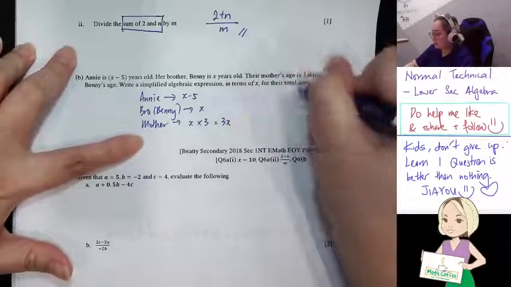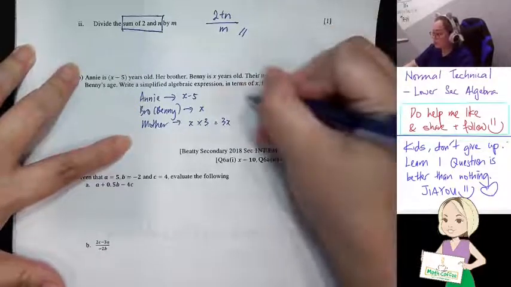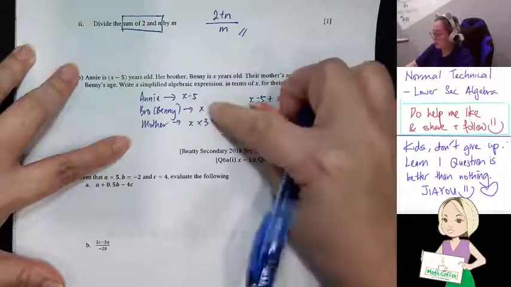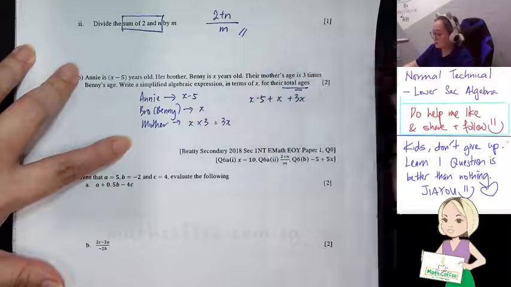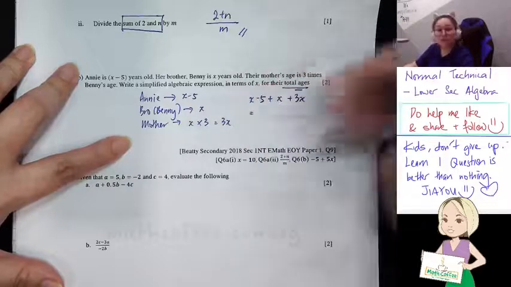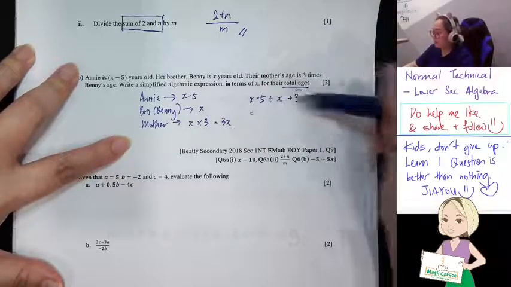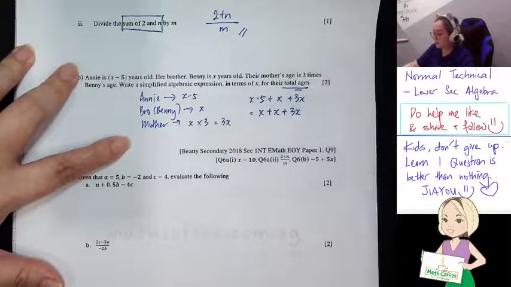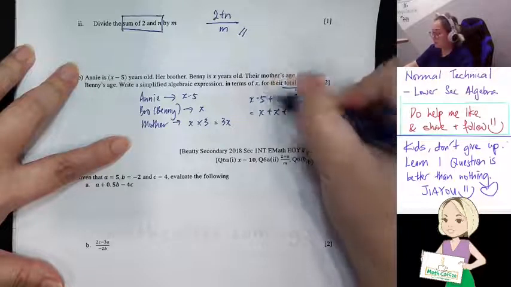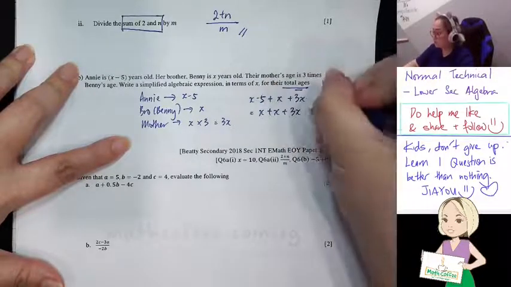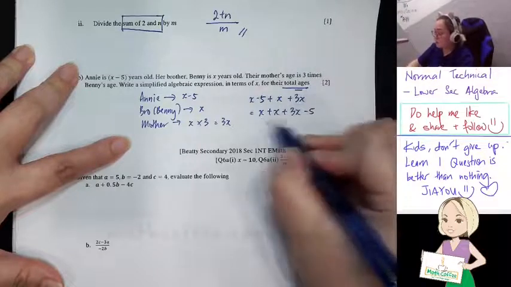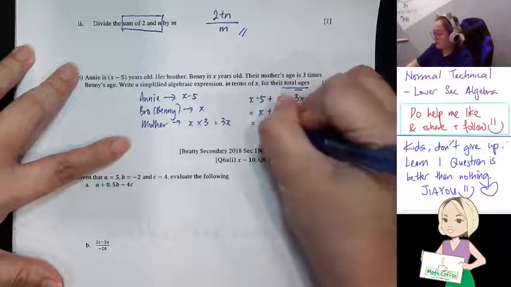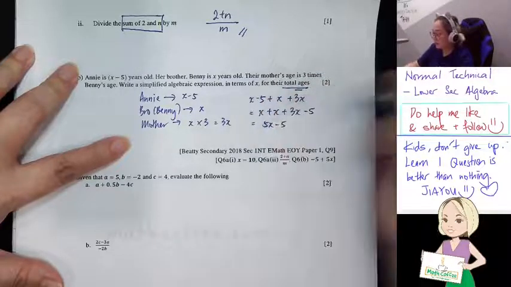They want the total age. So I'm going to take x minus 5 plus x plus 3x. What you need to do is group the like terms together. Apple and apple put together, so apple plus 3 apple, x plus x plus 3x. Then minus 5 doesn't have any friend, just put it behind. So these are like terms, 1 plus 1 plus 3 is 5. So it's actually 5x minus 5.